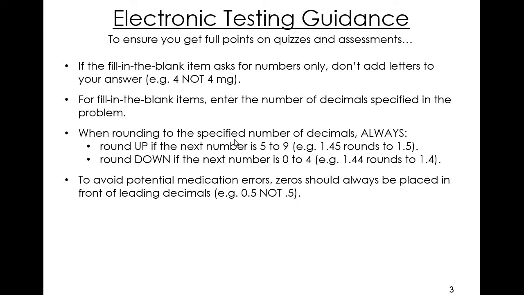And then along with that, the rounding conventions listed here should be used. If the next number to the one you're reporting is 5 to 9, then you should round the number you're reporting up. If the next number is 0 to 4, you should round the number you're reporting down. And then also you should always try to remember to put a 0 whenever you have a leading decimal. You can easily get medication errors because that little dot by itself in front of the number can be easy to miss unless you put a 0 in front of it.